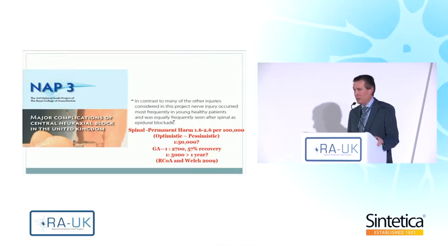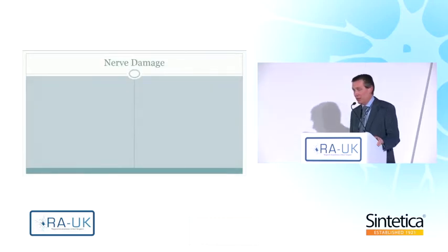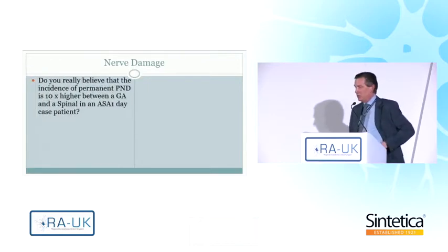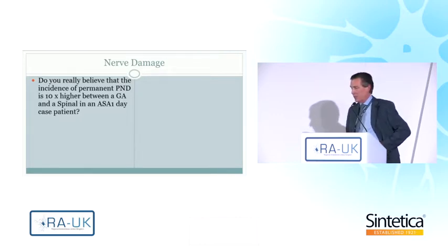So you might say, okay, I haven't got a case. But again, do you really believe that the incidence of permanent peripheral nerve damage, because most of the GAs are peripheral nerve damage, not central, is 10 times higher between a GA and a spinal in an ASA1 day case patient? Hands up, please. Do you really believe that?